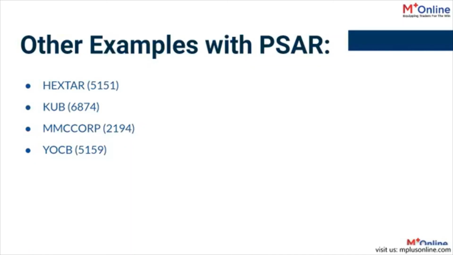So last but not least, some other examples that you can explore with the Parabolic SAR turned on the chart are Hexstar, KUB, MMC Corp, and also YOCB. These are some of the stocks that I was filtering through the alerts, the stocks that moved today, and I found these four. Along with LOCK, they come together with the Parabolic SAR turned on.